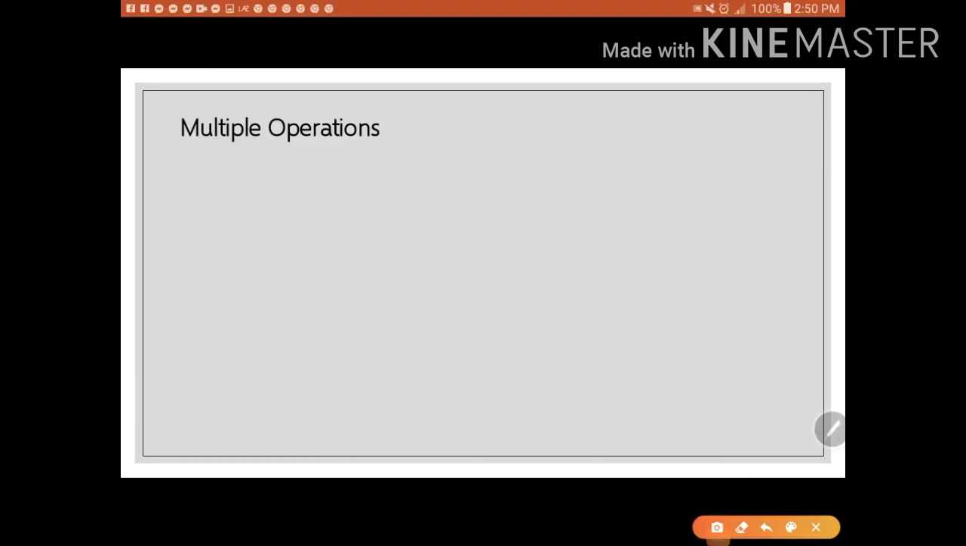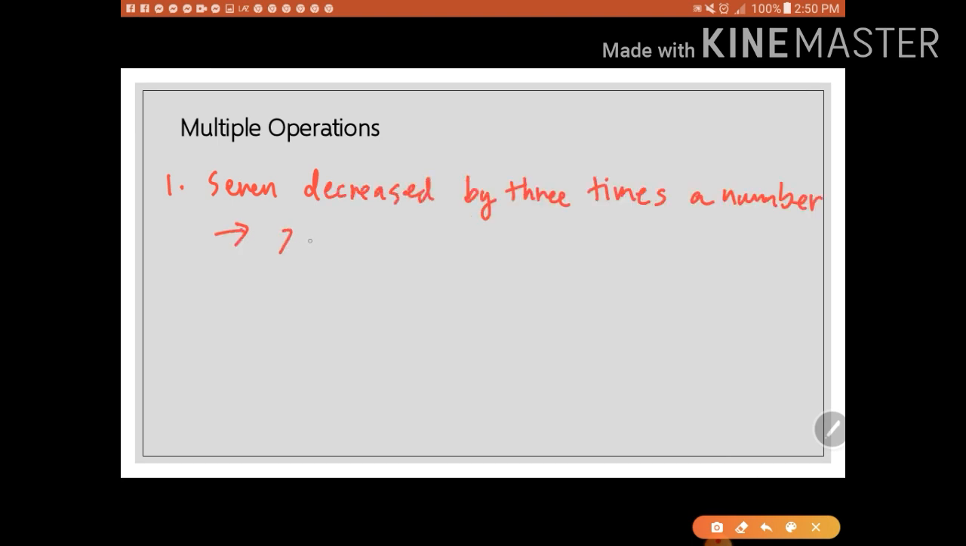So now let's try multiple operations. Let's try to rewrite the words into symbols. Let's have example number 1: 7 decreased by 3 times a number. So what would be the symbol of that? That would be 7 minus 3x.